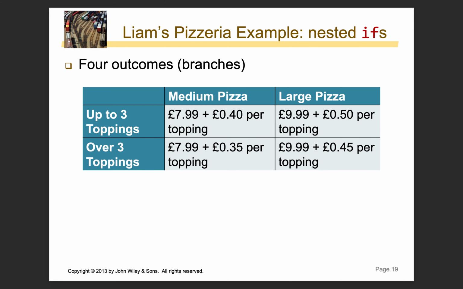Liam's Pizzeria is another example with more nested ifs. So there are 4 outcomes from this. You can order either a medium or large pizza, and then you also have a choice of the number of toppings. You could have a medium pizza and up to 3 toppings. You could have a medium pizza and over 3 toppings. You could have a large pizza and up to 3 toppings. You could have a large pizza and over 3 toppings. And we'd have to use nested if statements to deal with this.